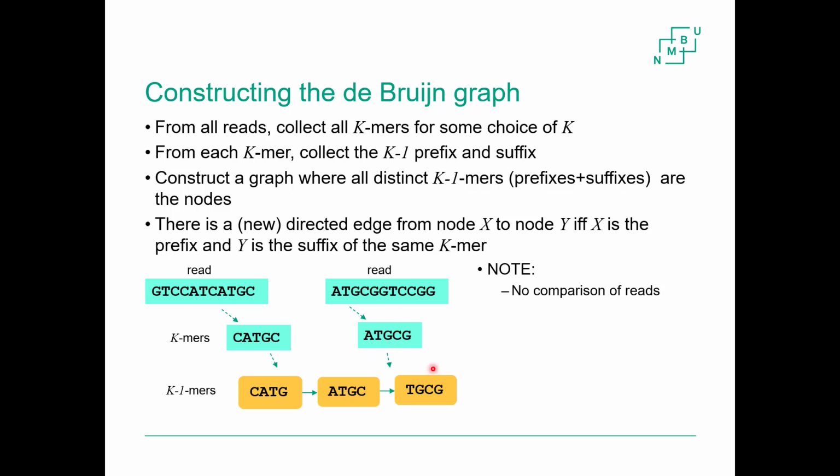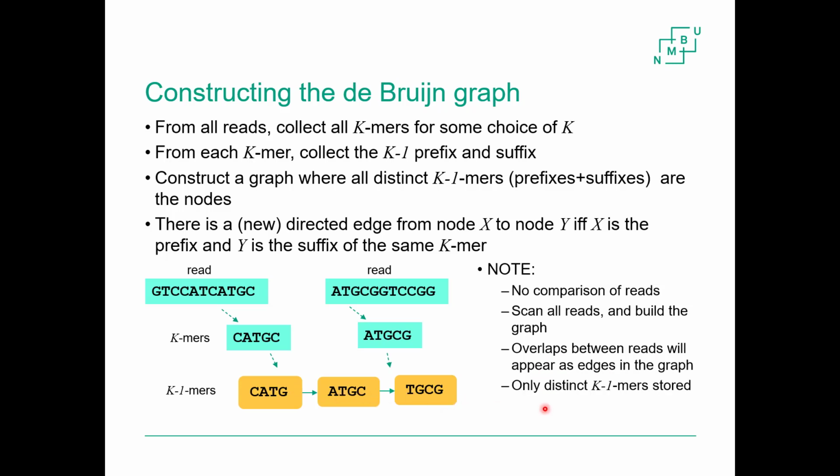You just add the information into this graph, and then the information of this graph tells you everything you need to know about overlaps. So scan all the reads and build the graph. And that's much, much faster than comparing reads to each other. Overlaps between reads will appear as edges, yes. And only distinct k-mers are stored. So even if you see the same k-mer again, you never store it again.